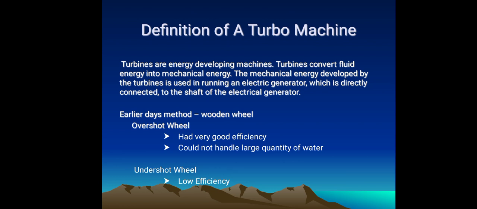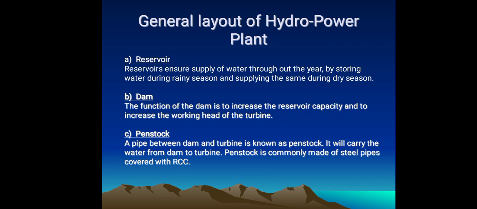In earlier days, wooden wheels were used as turbine wheels. In that, overshot wheels were used. They have very good efficiency but could not handle a large quantity of water. Undershot wheels have low efficiency. The main application of turbines is in hydropower plants.